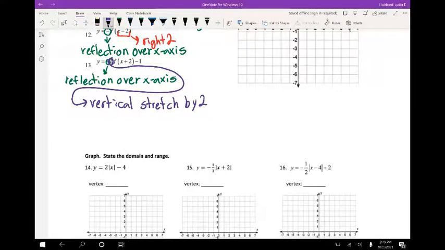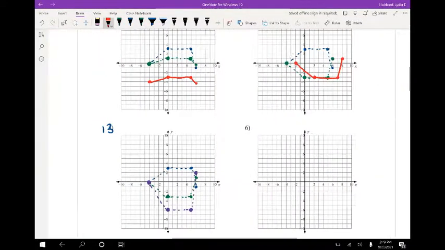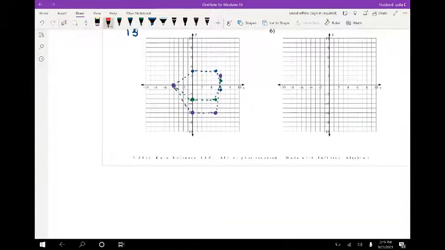Now I can worry about whether I'm moving left, right, up, or down. And I'm going to do those together. So again, inside the parentheses is telling me that I'm going the opposite direction of what I think. So that x plus 2 is telling me I'm actually moving to the left 2. And then that negative 1 on the outside is telling me vertically whether I'm going up or down, and it's the same as what we think. So I'm actually moving down 1. So I'm going to take all those points from that purple graph and move them left 2 and down 1. So left 2, down 1, left 2, down 1, left 2 and down 1, and left 2, down 1.